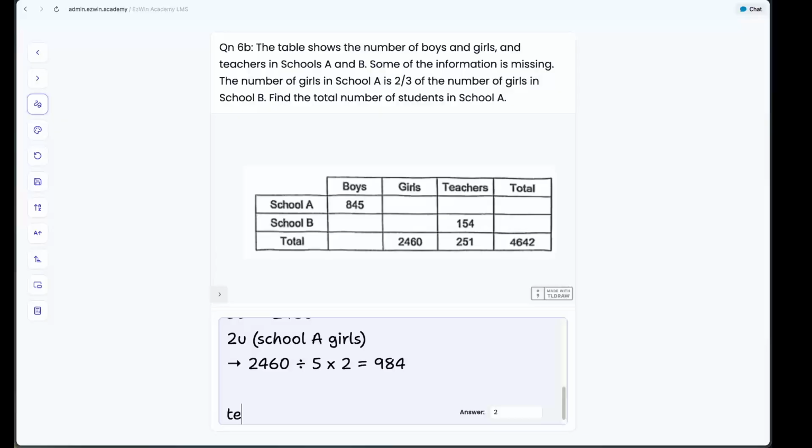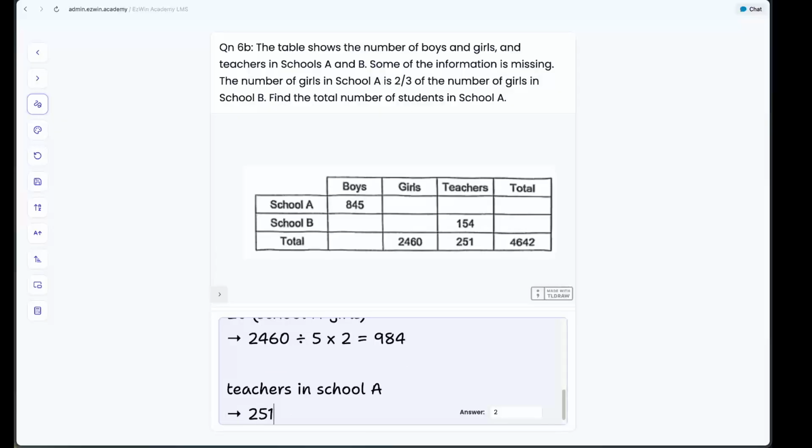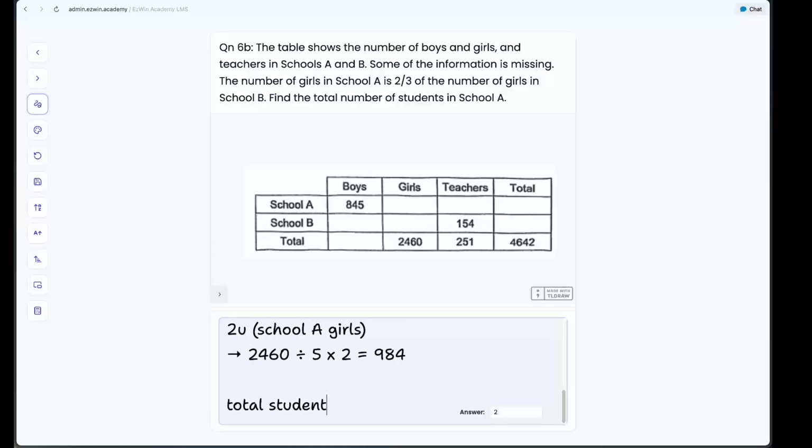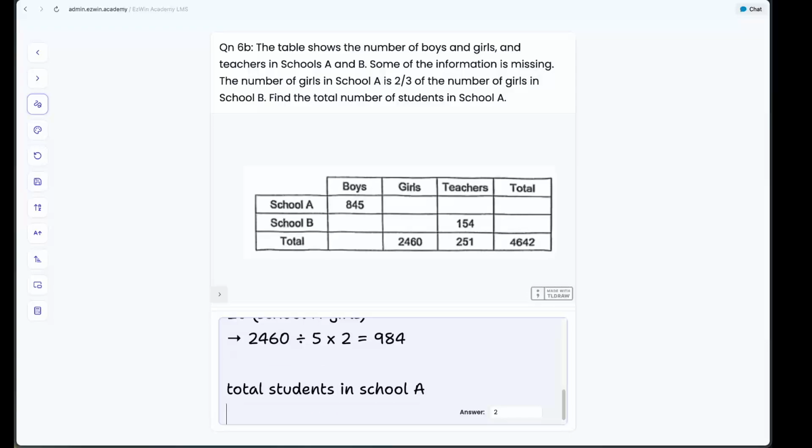Then we can get the teachers in school A is equal to 251 minus 154, and this will give us 97. So the total, actually no need the teachers, of course we want students, right? So the total students in school A is equal to 845 plus 984, and this will give us 1829. Okay, there you go.